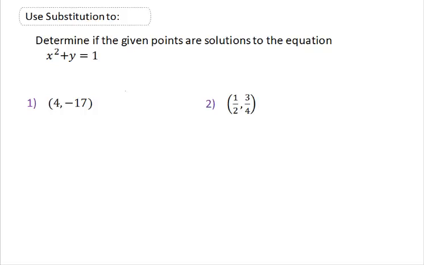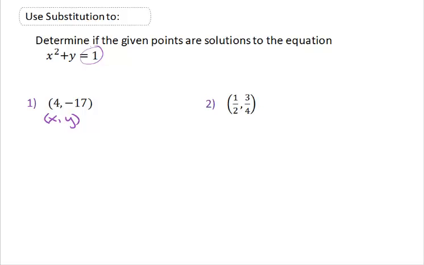Now, this is an ordered pair of x and y. So all we need to do is substitute those values in for our x and y values in our equation and see if it comes up with the answer that we expect it to. In this case, the answer of 1. If it does, then yes, that's a solution to that equation. If it doesn't, then our answer is no. That is not a solution to that equation.